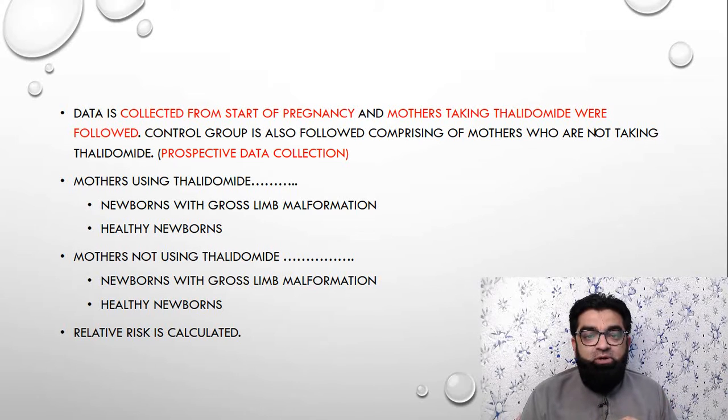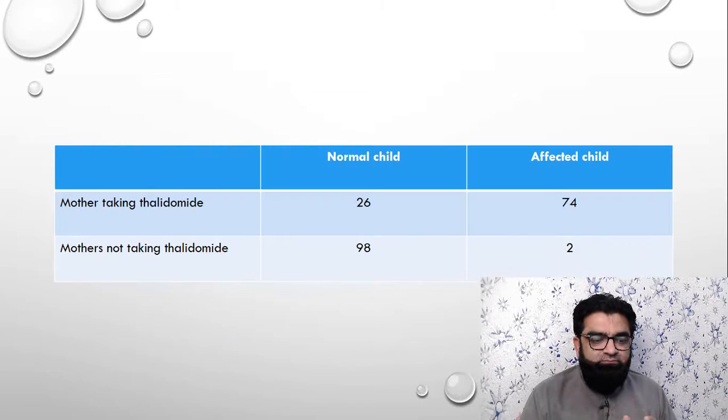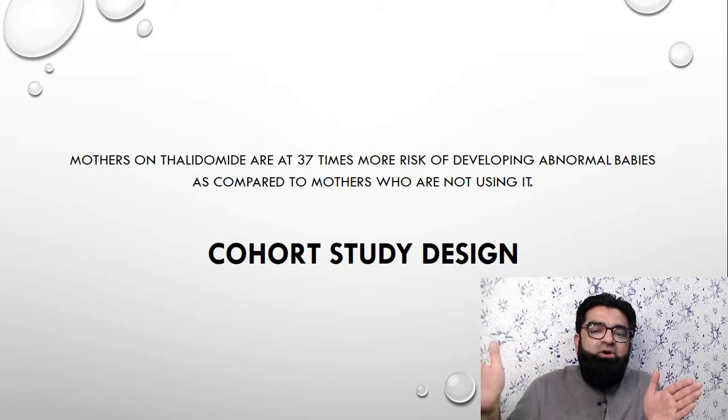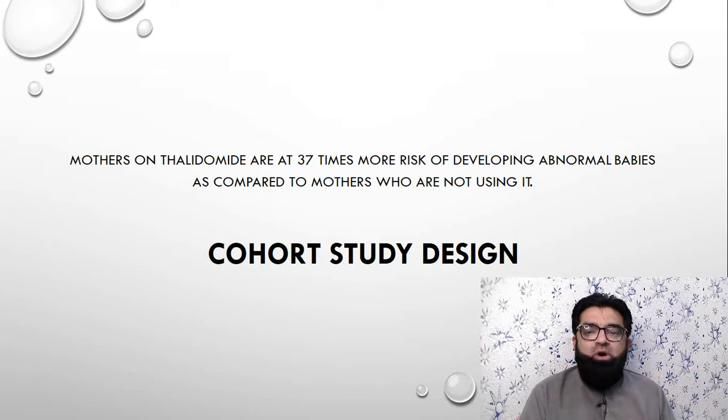And we will calculate the relative risk in this case. Again a 2 by 2 table, and at the end a relative risk is calculated, and we can say that mothers on thalidomide are at 37 times more risk of developing abnormal babies as compared to the mothers who are not using it. What is this? It is a cohort study design. We have two groups. There was no intervention, only observation, and we moved in a prospective manner for data collection.